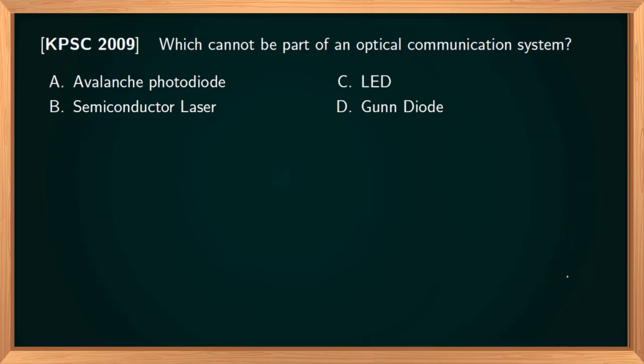Here we have another question about which device cannot be a part of an optical communication system. We know that avalanche photodiode, LED, and semiconductor laser are all optoelectronic devices and they are used in optical communication systems. Avalanche photodiode is a photodetector. LED and semiconductor laser are used as optical sources in optical communication systems. Now the gun diode is a microwave device that has no role in optical fiber communication. So the correct option is gun diode.